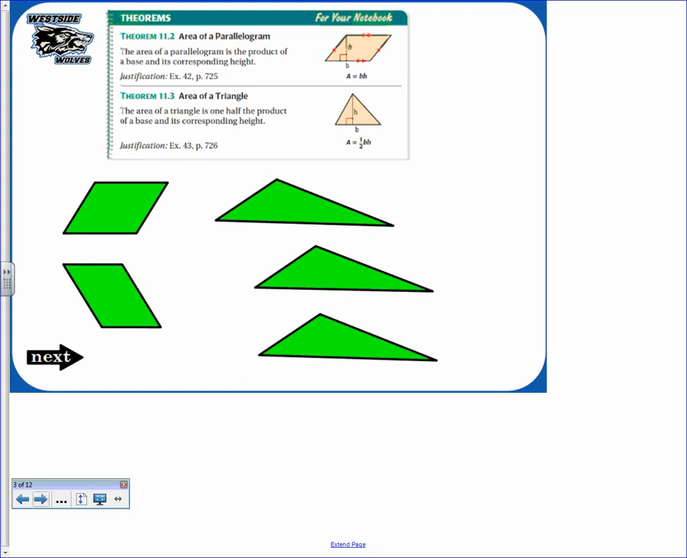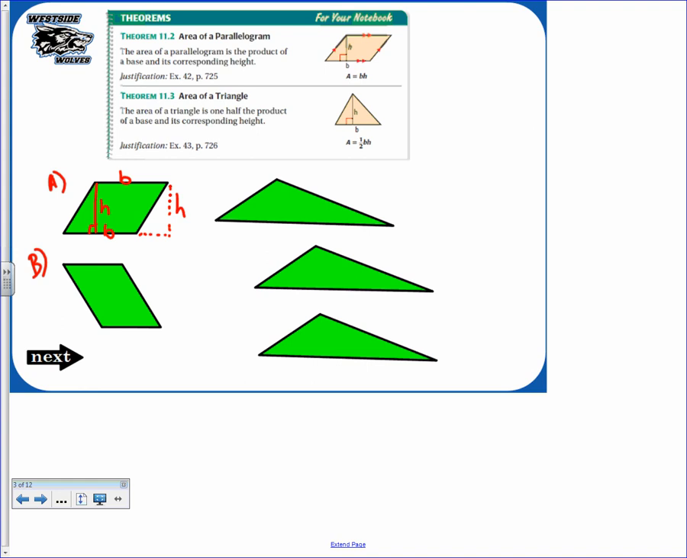So if I look at this first parallelogram, we're going to call it parallelogram A, and this is parallelogram B. In parallelogram A, this piece right here is your base, or this piece could be your base. Either one of those could be your base, and your height will be here, which must have a right angle, or the height could be out here on the outside. So it doesn't necessarily have to be inside the figure.